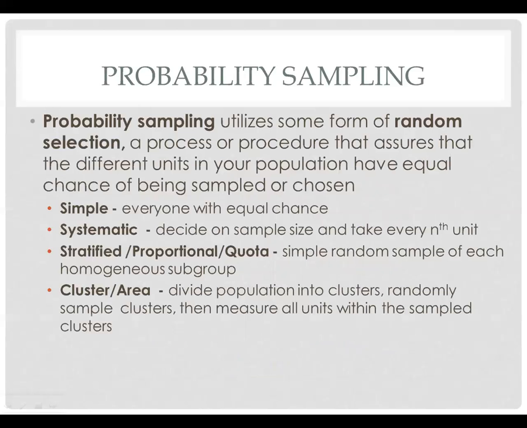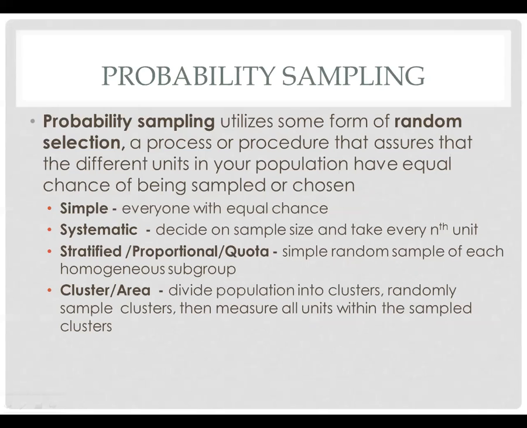So there are a couple kinds of sampling. There's probability sampling and non-probability sampling. Probability sampling uses some kind of random selection. So a process or procedure that assures that the different units in your population have equal chance of being sampled or chosen. You have your simple probability sampling, which means that the typical random sample is what you tend to have. Throw every name in a hat and draw them out.